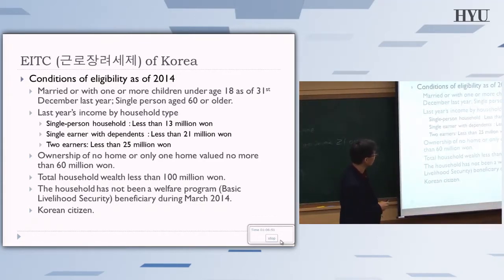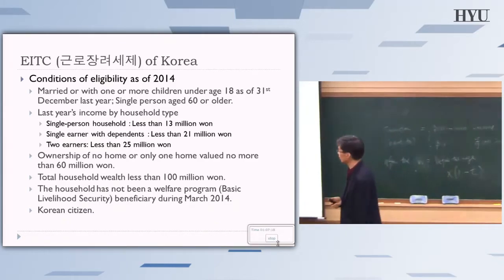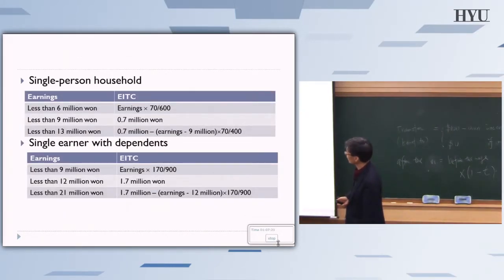And in Korea's case, what is interesting is that they do not give only one single threshold for income. Depending on the type of household, they have different thresholds, like a single-person household, a single owner with dependents, and two owners. So the details are a bit different, but the idea is basically the same. Your income is low enough. Then how much do they give you, the amount?